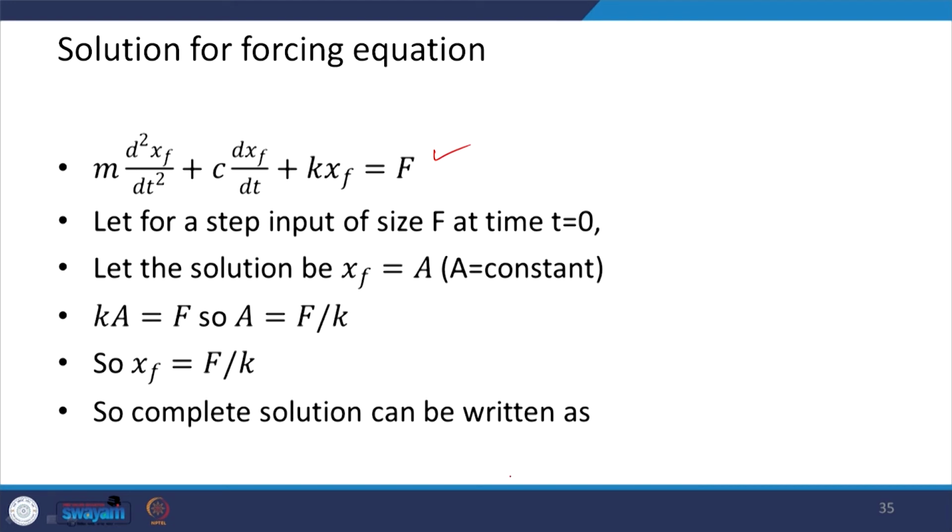Now, the solution for the forcing equation. As we have seen for a step of size F at time t equal to 0, we can take the solution, say x f, to be a constant. So, k A is basically F, so my A is F by k. So, the complete x f I can get from here, that is x f is equal to A, so it is F by k.